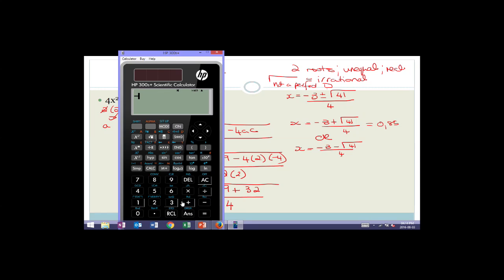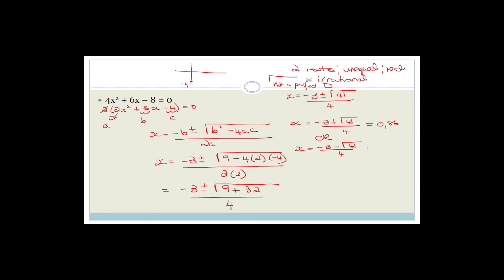So we've got minus 3 minus the square root of 41, equals, divided by 4, equals, which becomes minus 2.35078. So you can see it carries on and on forever again. So again, it's irrational, but we can write minus 2.35 to simplify. So yes, we've got two roots. They're unequal, they're real, they're irrational. So it's going to look something like that, more or less. We don't really care. This is just to give us an idea of what it could look like.